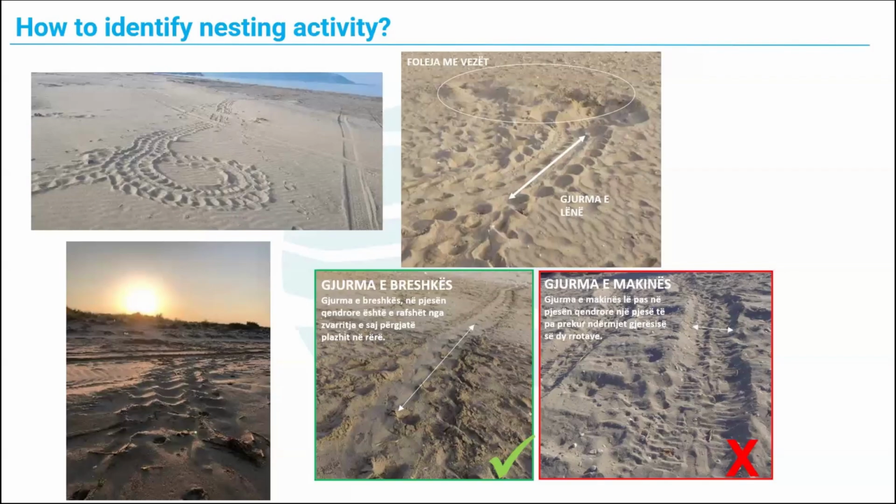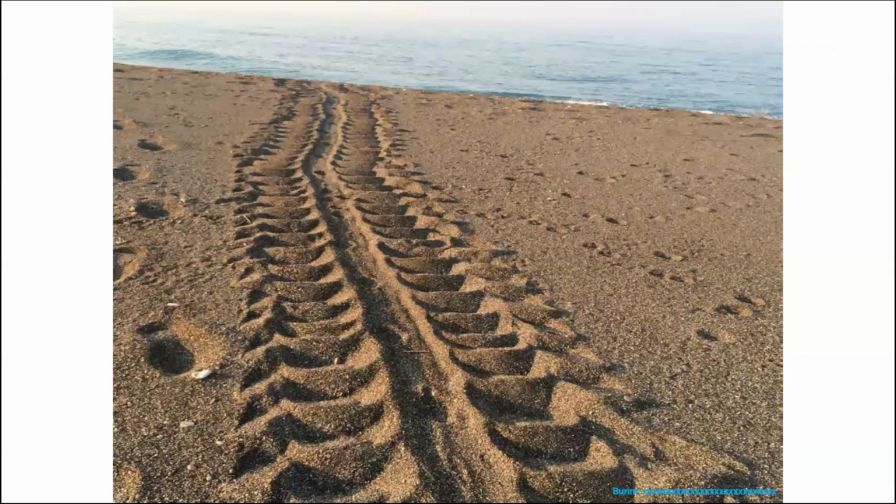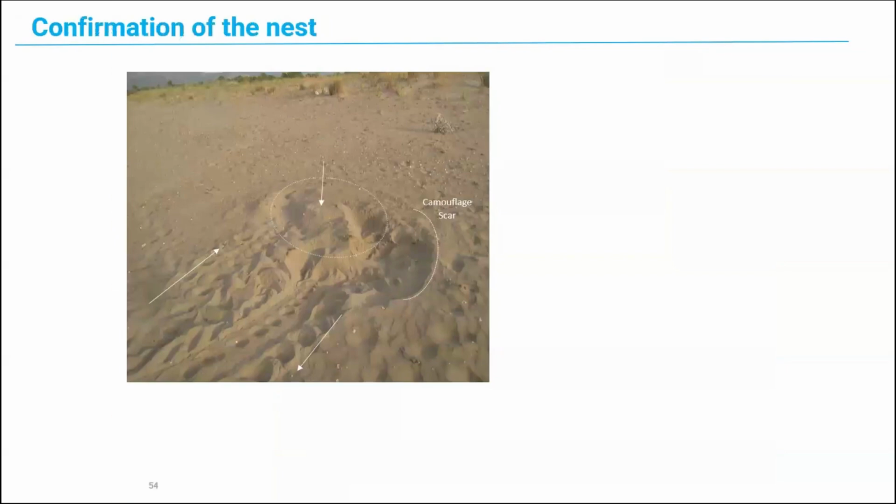A nest should not be confused with a track. Here is the track of a turtle, and here is a tire track, because in Albania, unfortunately, many cars go onto the beaches, doing drifting or whatever. So it can be confused. Because of the plastron, the middle part of the turtle track is flat, while the tire track leaves a sand crest. So it exactly looks like that, a turtle track that comes out of the water.